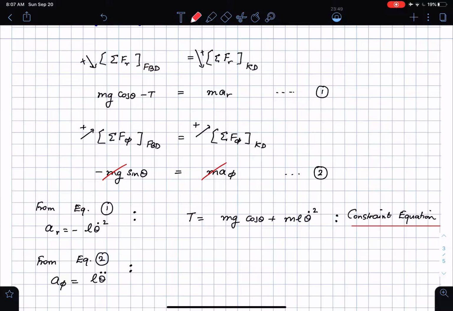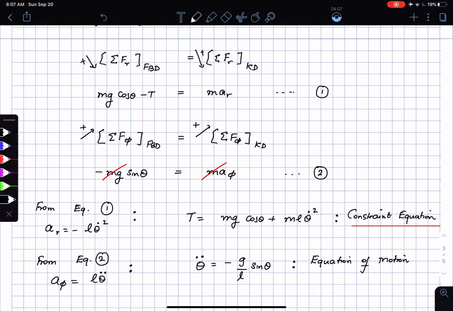So theta double dot is going to be minus g by L sine theta, and this is going to be my equation of motion. Alright, so I'm done with the first part of the problem.